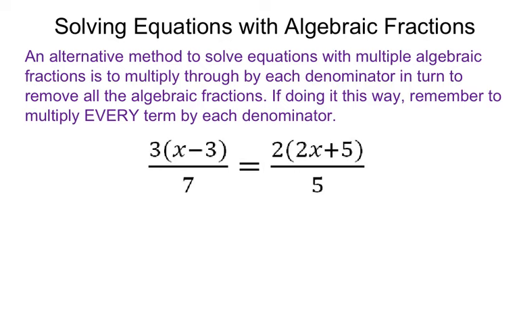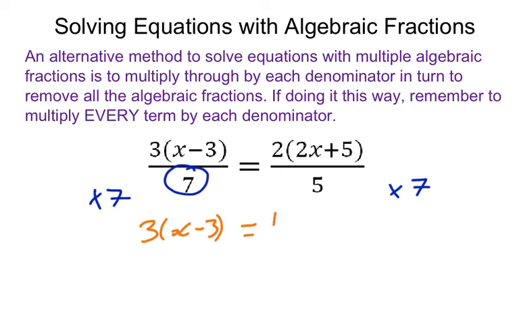So in this example, we're going to do the same thing. First of all, we're going to multiply by 7 to get rid of this denominator. So we multiply this side by 7, we're going to multiply this side by 7. And what that gives us is, on the left hand side we just lose the denominator, so we get 3 brackets x minus 3, and on the right hand side when we multiply the 2 by 7 we get 14 brackets 2x plus 5, still over 5.